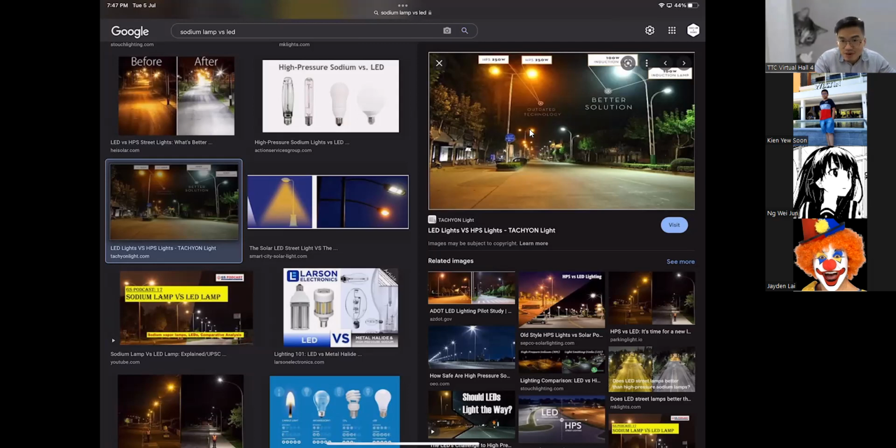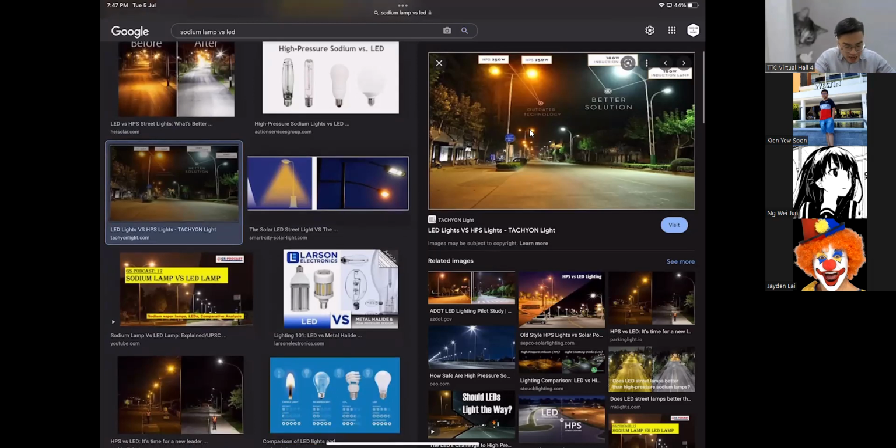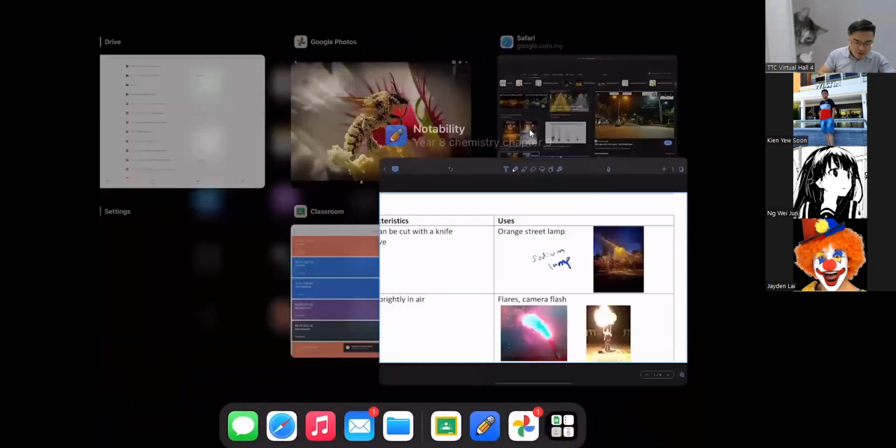It's safer, it lasts much longer, and it's cheaper. It saves so much more electricity. And it looks nicer, guys. I don't know about you, but white light looks nicer on the street. You can see better. Orange is okay. Orange is only okay. This is why we use LED.